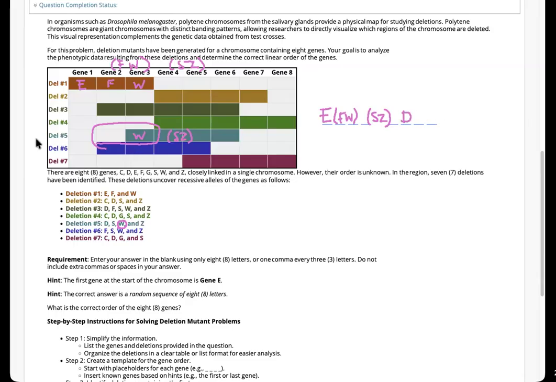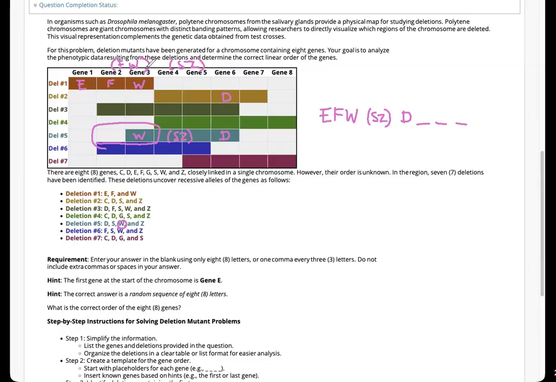So if you can be efficient with these, more so than systematic. Oh, I deleted the blanks. That's not as much fun. F, W. We don't know the order of S and Z, and then we have 3 letters, 2 letters after D. Because we do know this one is D, because that's what we learned from deletion 5.